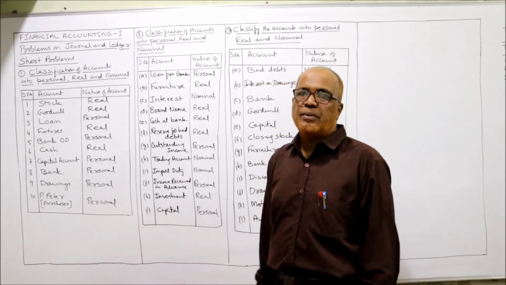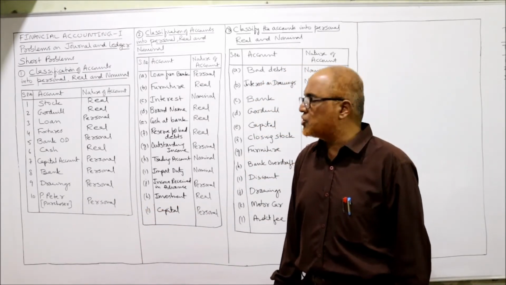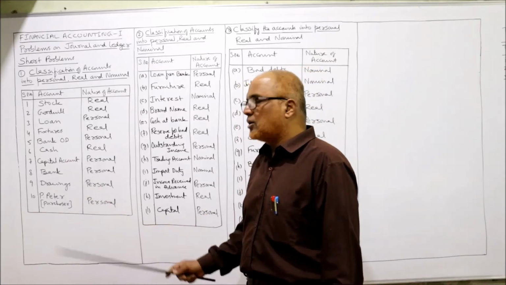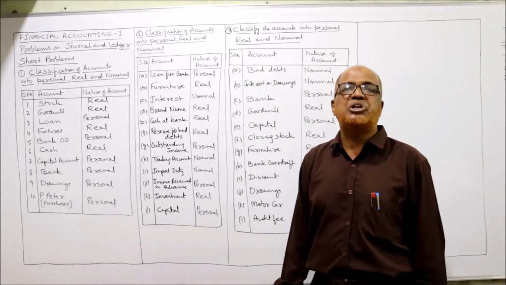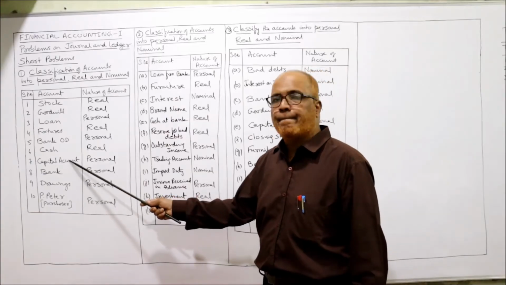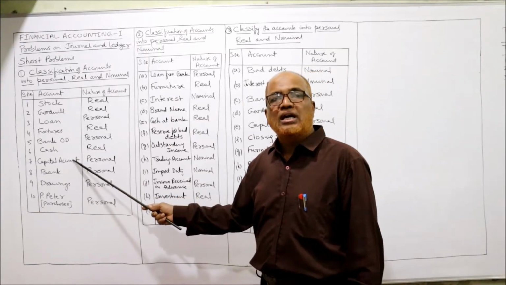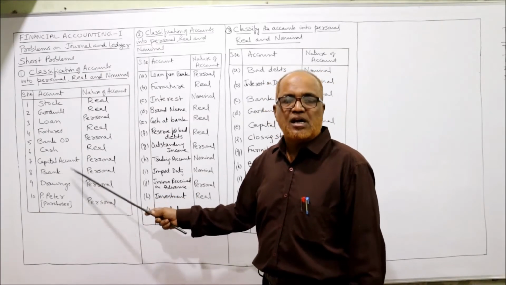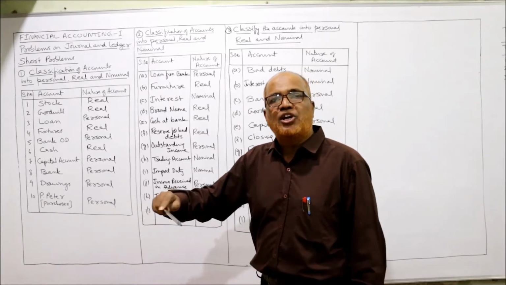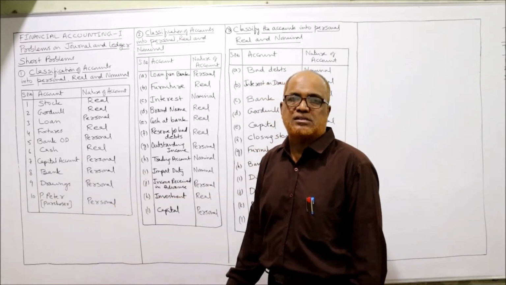Bank account is a personal account because the bank is an artificial person. Then drawings account is also a representative personal account, just like capital. Capital is the amount invested by the owner in the business and drawings is the amount which is withdrawn by the owner from the business.